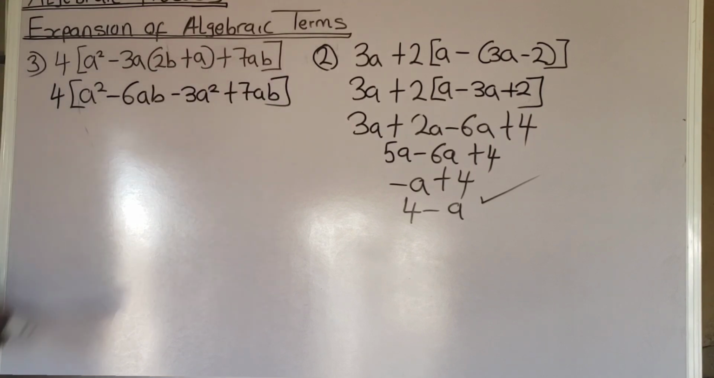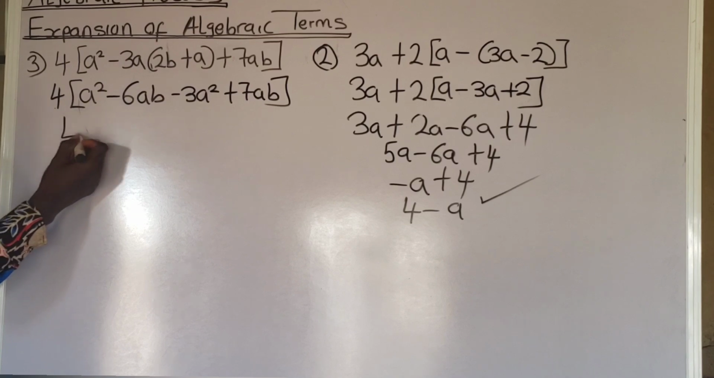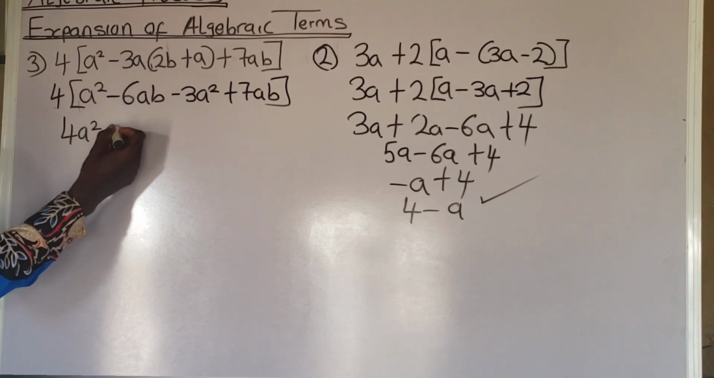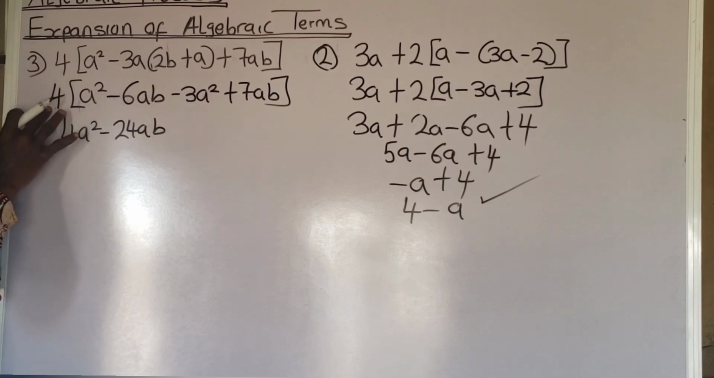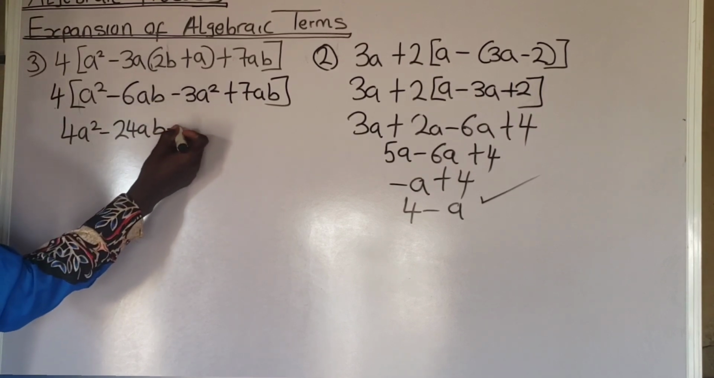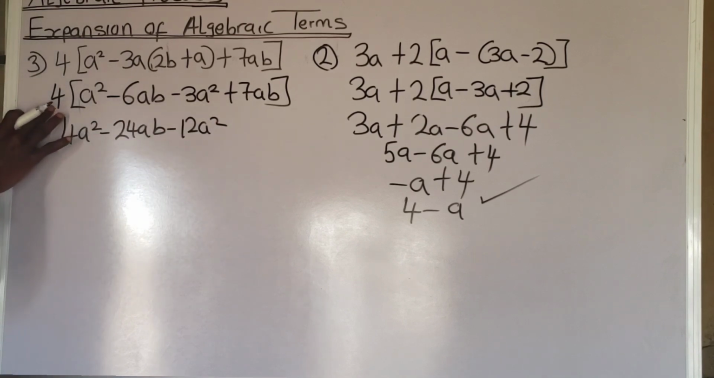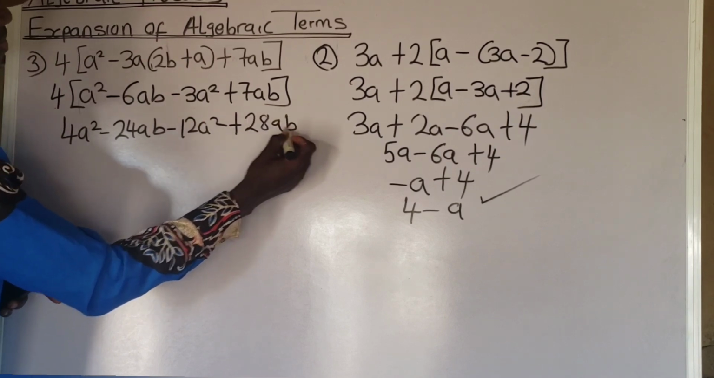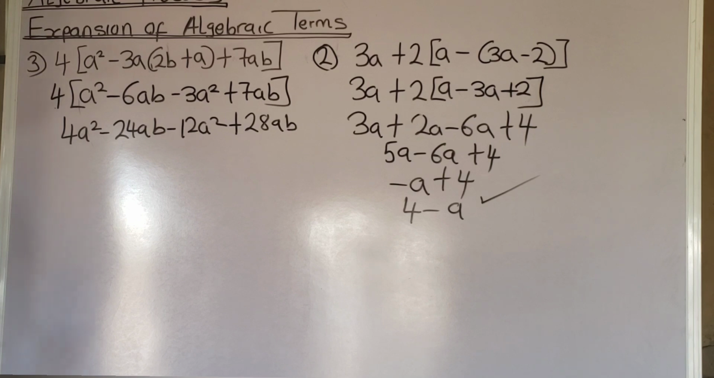Close the bracket. Now, I've already dealt with the first bracket. Now, there is a larger bracket here, so I have to deal with it also. For this, I'm going to have 4 multiplied by a squared, that will be 4a squared. 4 multiplied by negative 6ab, that will be negative 24ab. 4 multiplied by negative 3a squared, that will be negative 12a squared. Then 4 multiplied by positive 7ab, that will be positive 28ab. Do you understand? The first step, I deal with this bracket. Then the second step, I deal with this bracket.